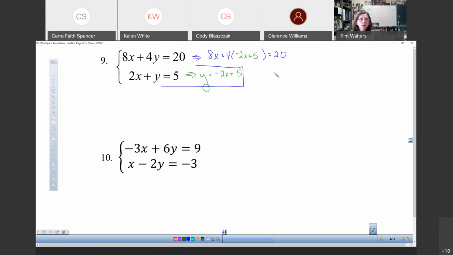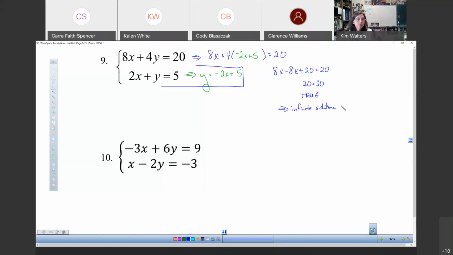So this is now going to become 8x minus 8x plus 20 is equal to 20. 8x minus 8x goes away. I have 20 equals 20. Guys, that is a true statement. And what a true statement means is that I have infinite solutions.